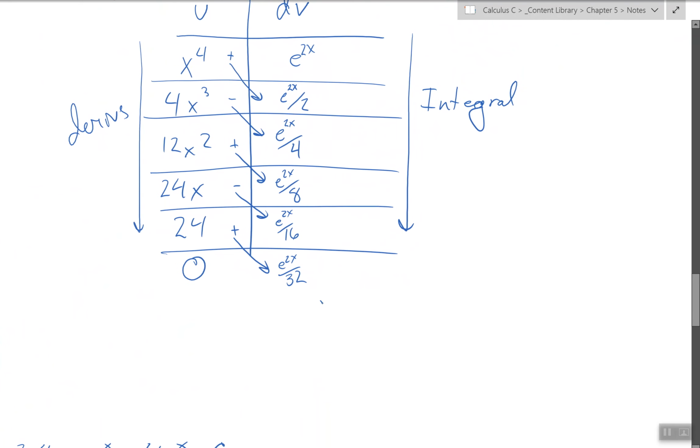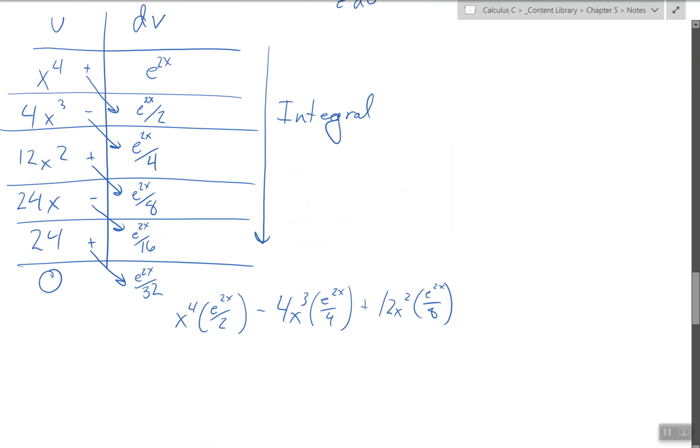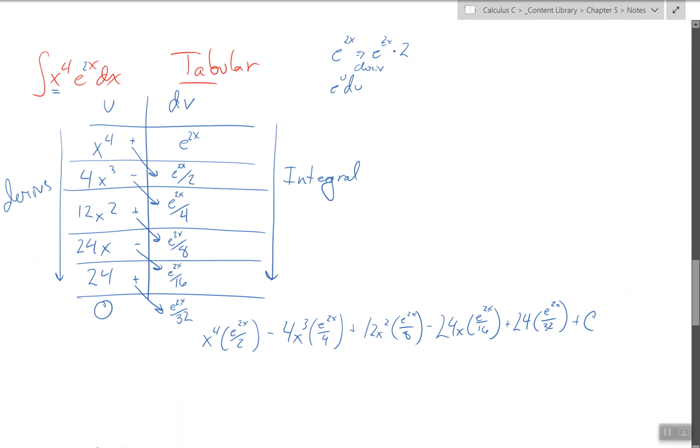First term is x to the fourth e to the 2x over 2. The next term is minus 4x cubed e to the 2x over 4 plus 12x squared e to the 2x over 8, plus, oh no, minus, we're alternating, minus 24x e to the 2x over 16, and the last one should be plus 24 e to the 2x over 32, and then I'm not going to forget my plus C this time. So there we go.